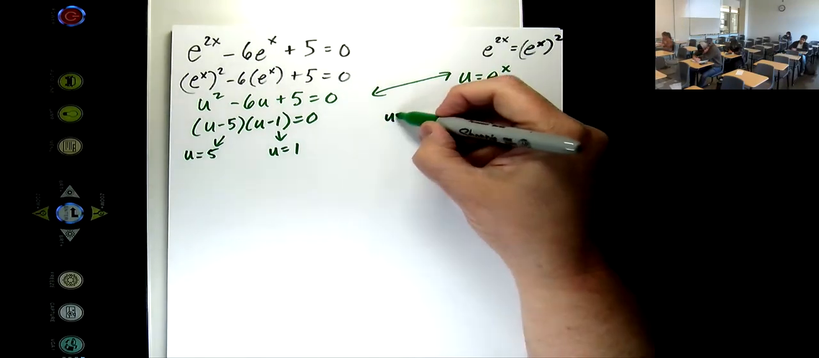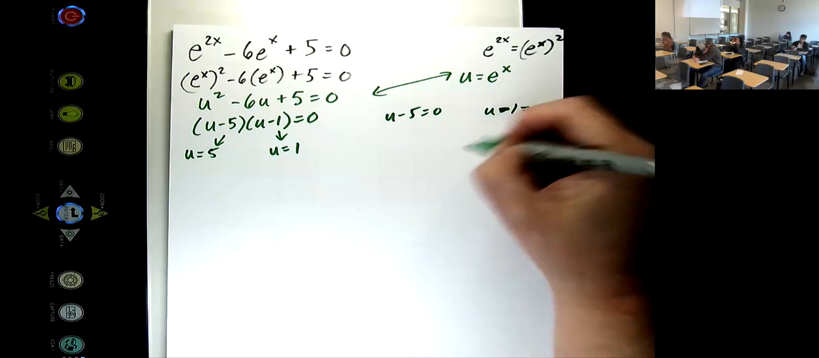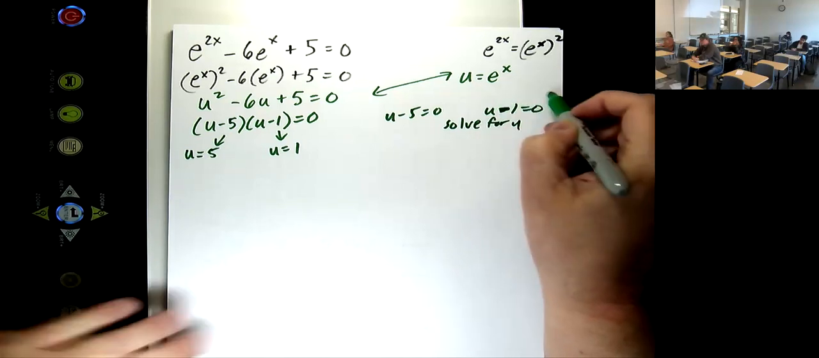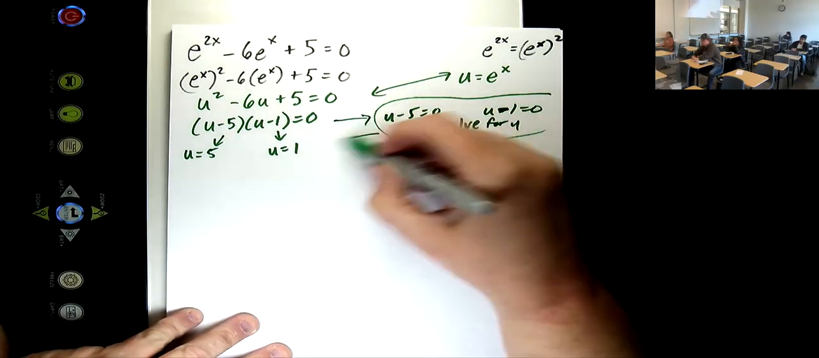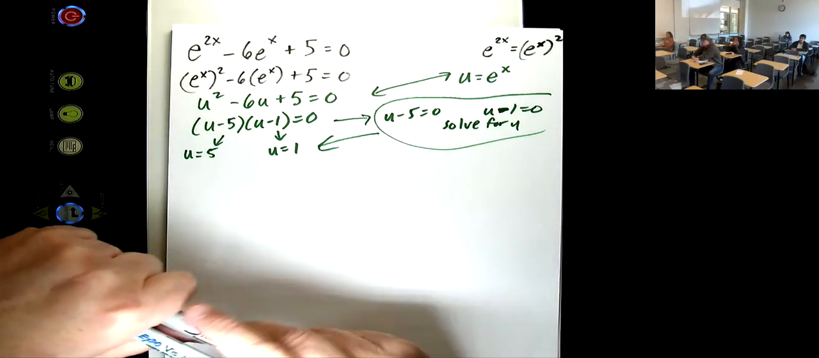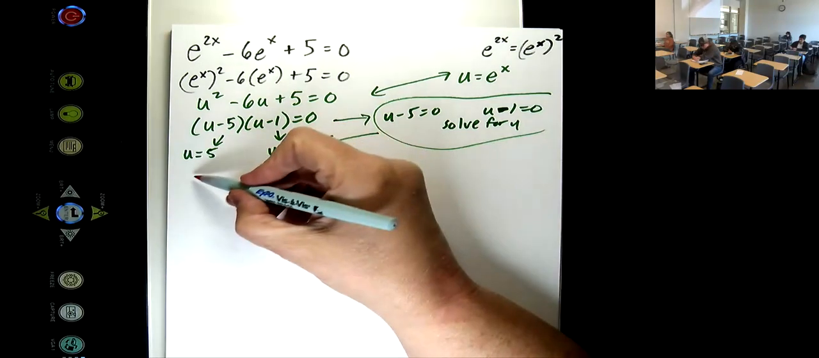I'm skipping some steps there. u minus 5 equals 0, u minus 1 equals 0, and then we solve for u. But we didn't start with u, so we're not going to end with u. We're going to put e to the x back in.